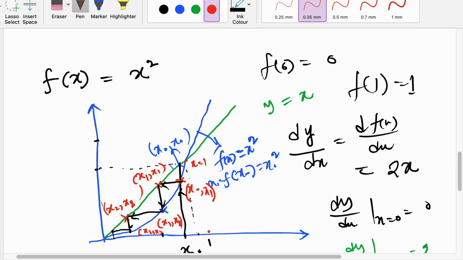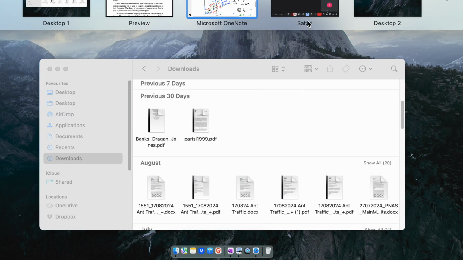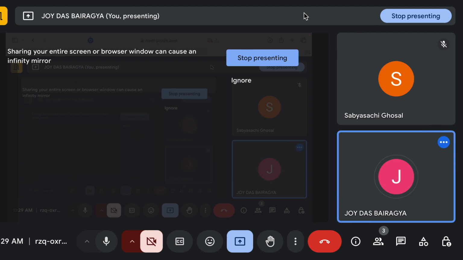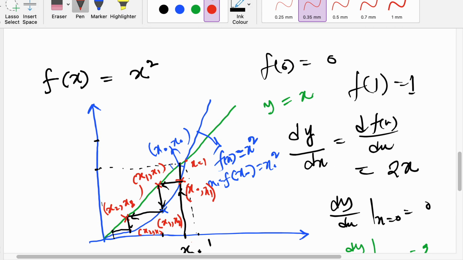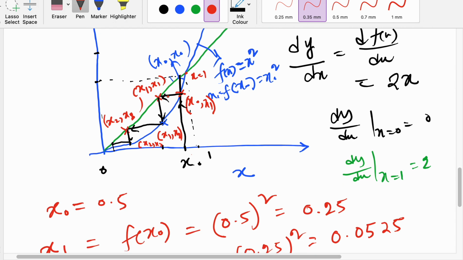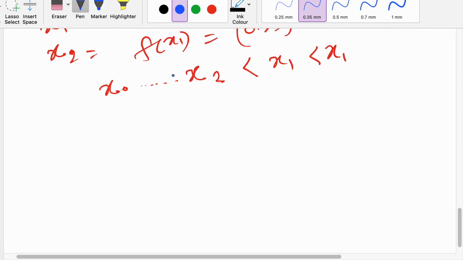And now Subhasachi, if you get it, then let's do a simple exercise. We want to generate the same cobweb diagram, but where the initial condition will be greater than 1. x0 will be greater than 1. So what is the fate then?